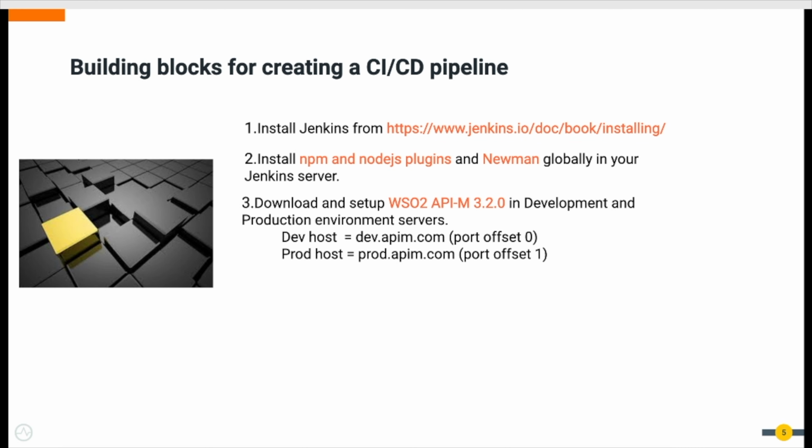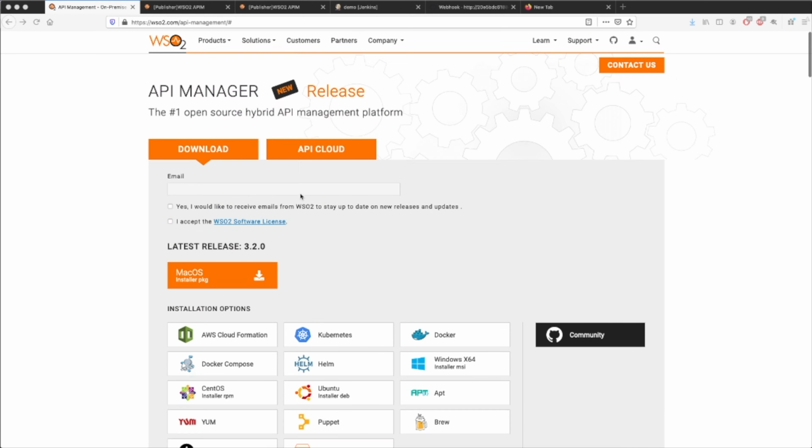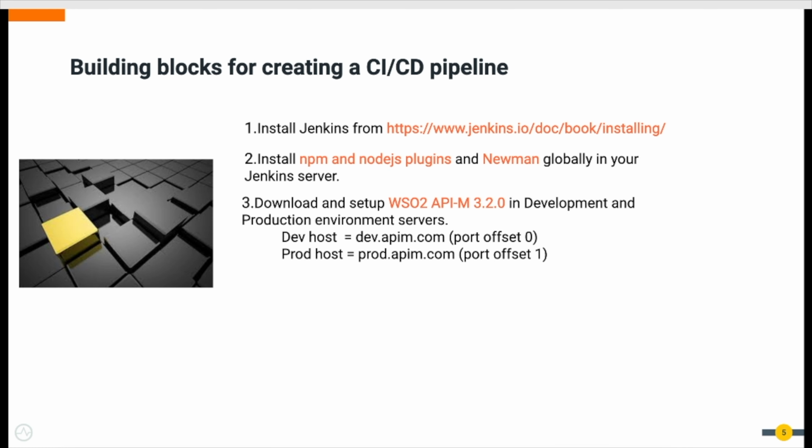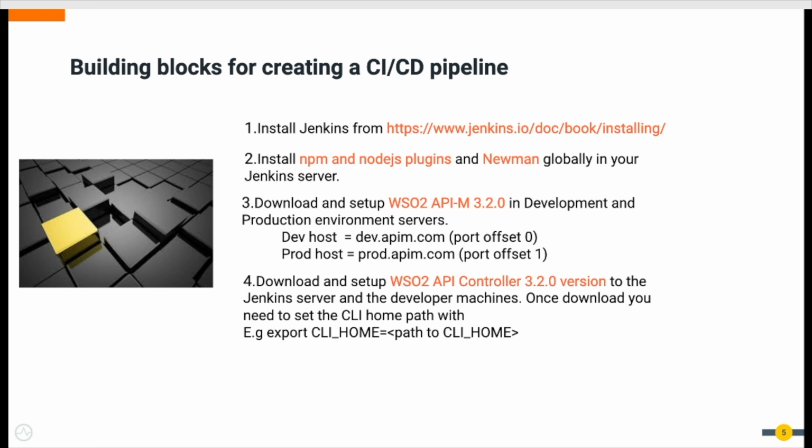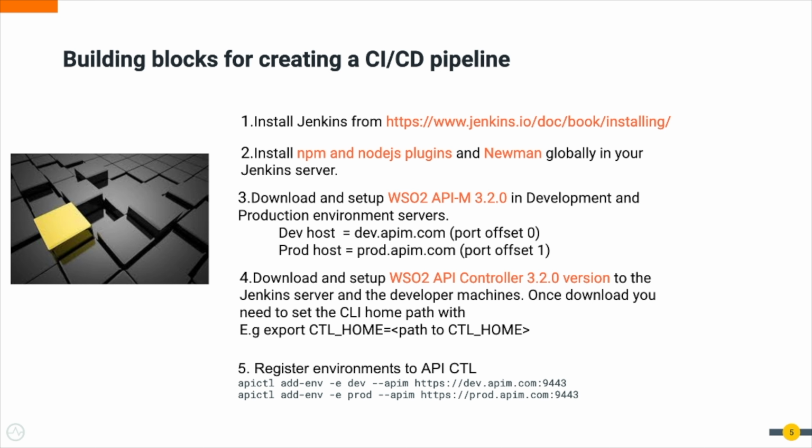You need to download and set up WSO2 API Manager 3.2.0. For the demo, I am using a dev environment with port offset 0 and a prod environment with port offset 1. Download and set up the WSO2 API Controller 3.2.0 version on your Jenkins server and the developer machines. Finally, you need to register environments using API controller commands. Please refer to the commands listed below.